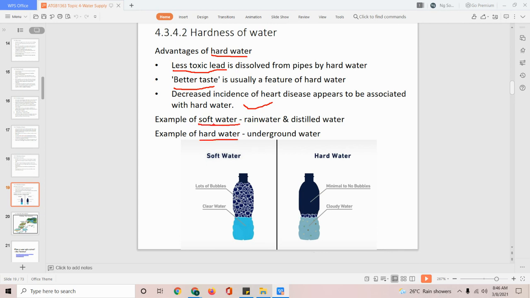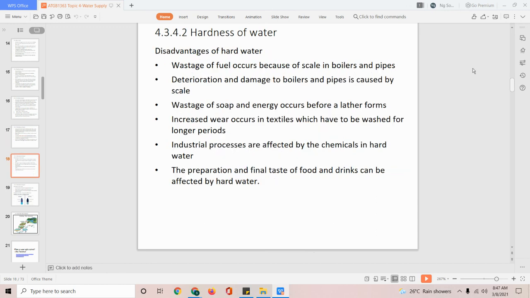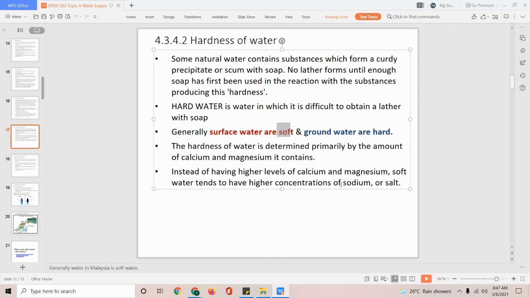To mention again the difference of where soft water and hard water can be obtained: soft water is from rainwater or distilled water, so the level of mineral is low. Hard water is usually from underground. If you notice here, there's no mention of advantages and disadvantages of soft water. As of now, this is what you have. The difference between soft and hard is that soft water contains a higher level of salt.